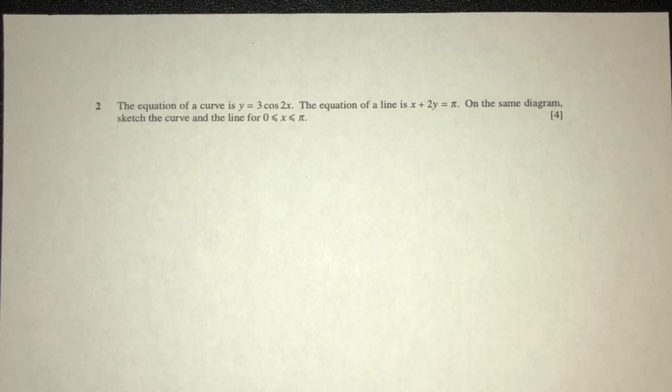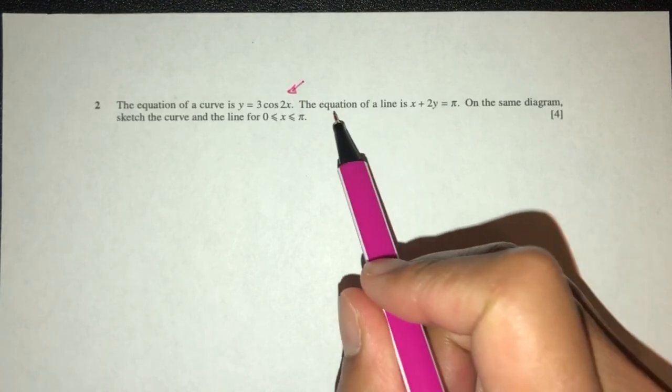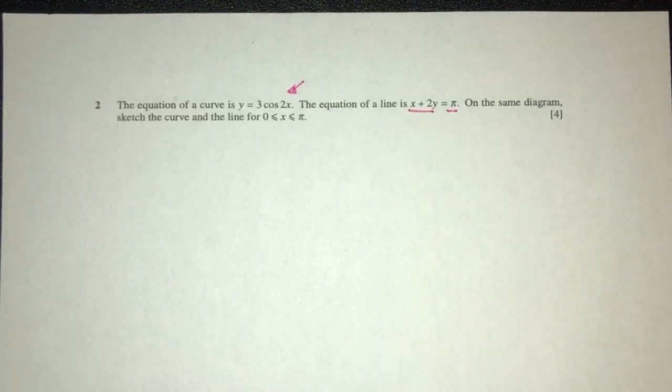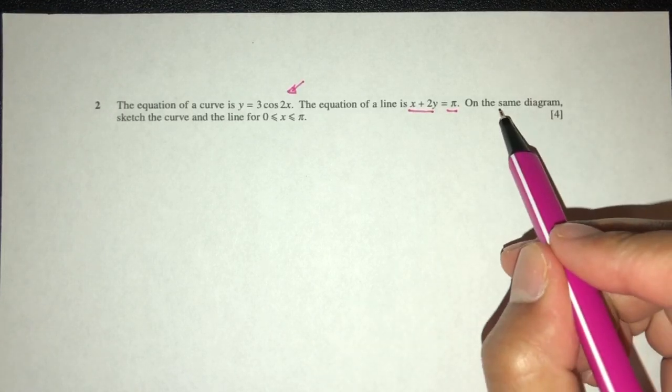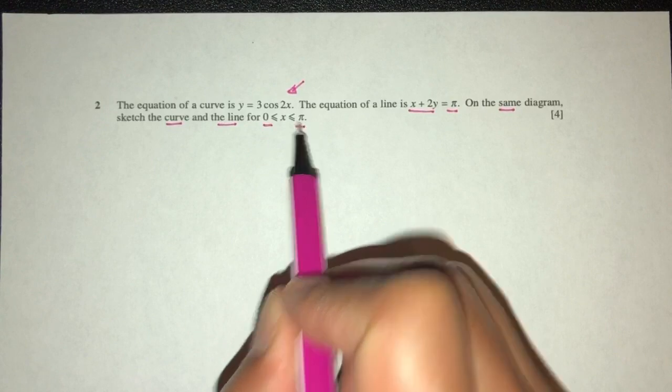Let's move on to the next question. The equation of the curve is this. Okay, good to know. The equation of the line is this. Okay, we have a curve and we have a line. On the same diagram, sketch the curve and the line between this domain.